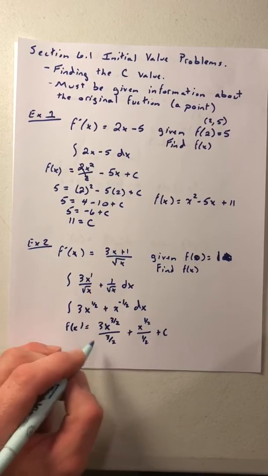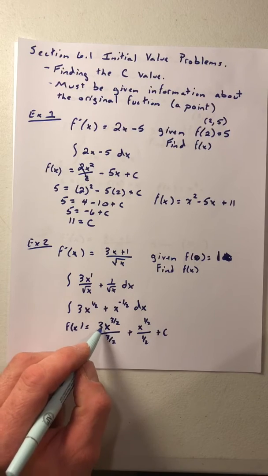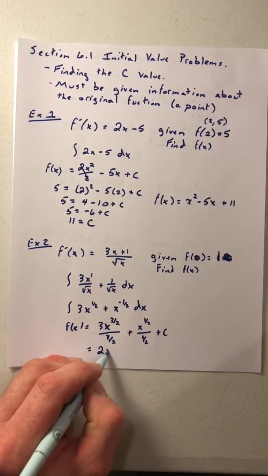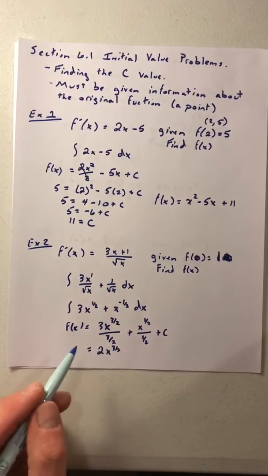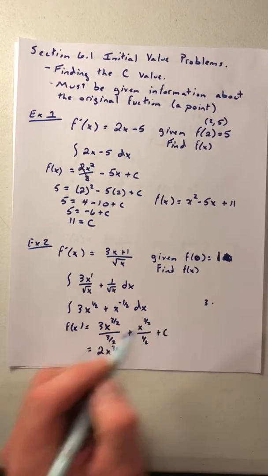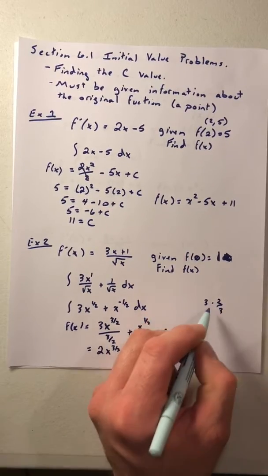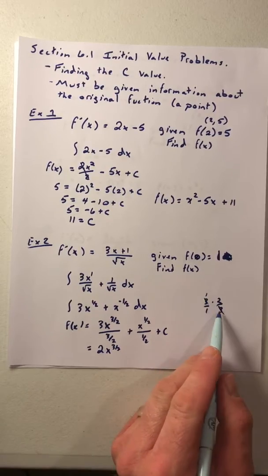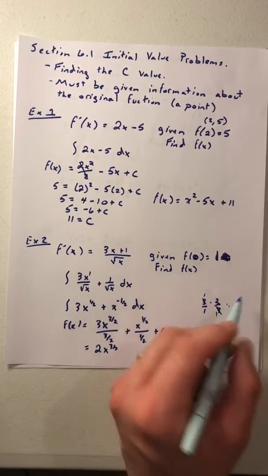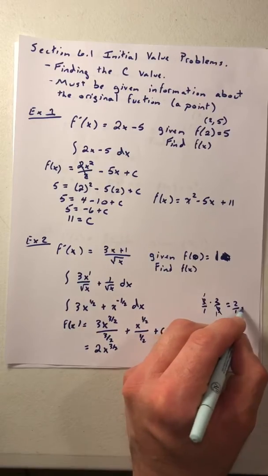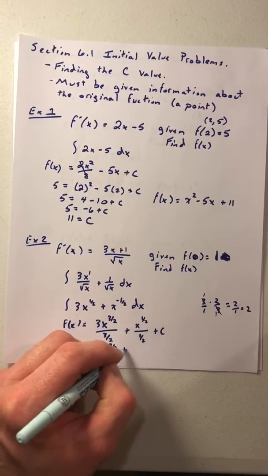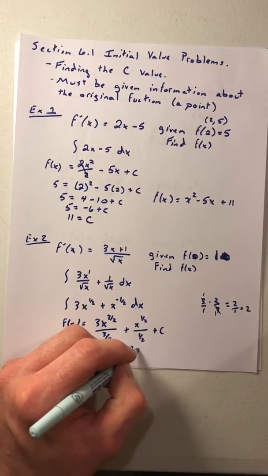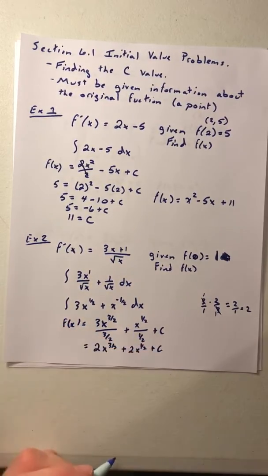Go ahead and clean this up just a little bit. So we have 3 divided by 3/2. I'm going to multiply by the reciprocal. So I'll end up with 2x to the 3/2. For those of you that don't like that, if we take 3 and we're going to multiply it by 2/3, 3 over 1, we can cancel the 3's. Those become 1, so 1 times 2 gives us 2 over 1, which is 2. To that, we're going to add, multiply by the reciprocal of 1/2, which gives us 2. So we have 2x to the 1/2 plus c.